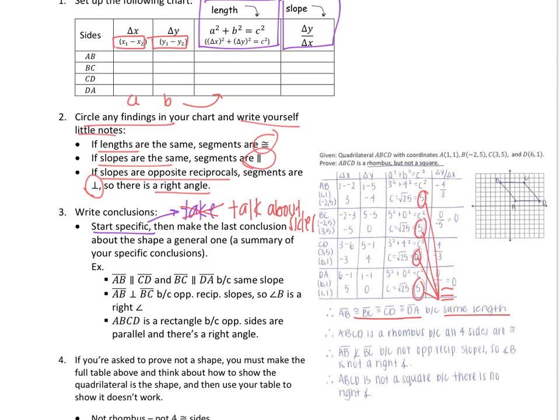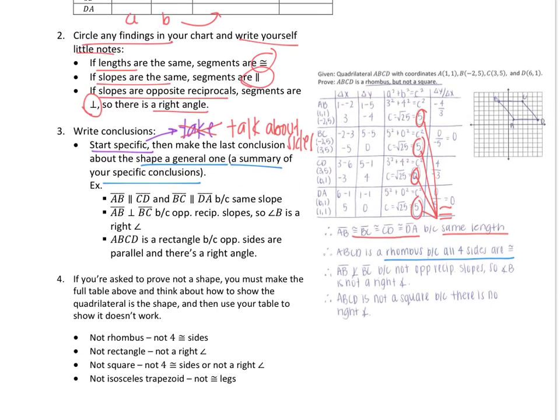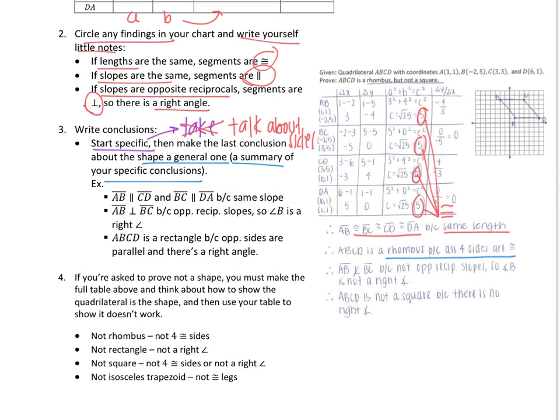Then once we have the specific conclusions, we go to general ones, meaning a summary of the specific ones. So this is a rhombus because all 4 sides are congruent. Sometimes you're asked to prove not a shape, just like you see in this example, prove that it's not a square. So you still make the full table, you just have to think about how to prove it is a square and then show that the table doesn't make that work.